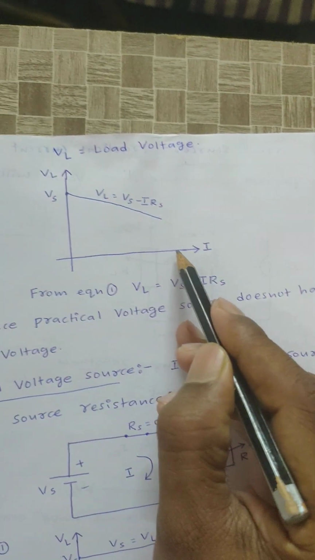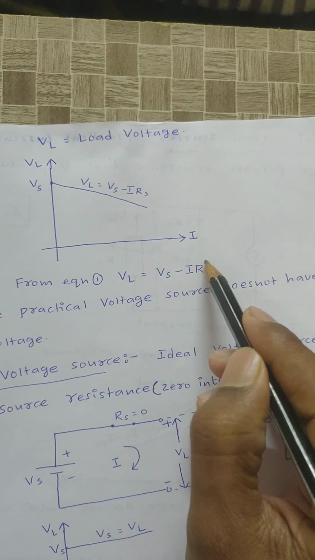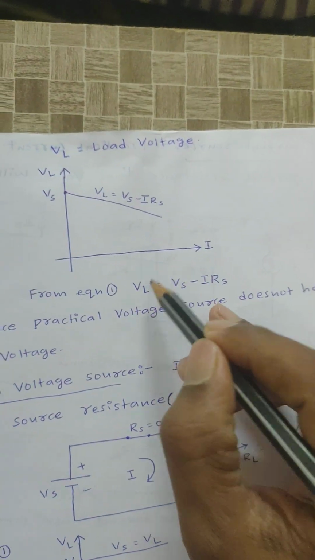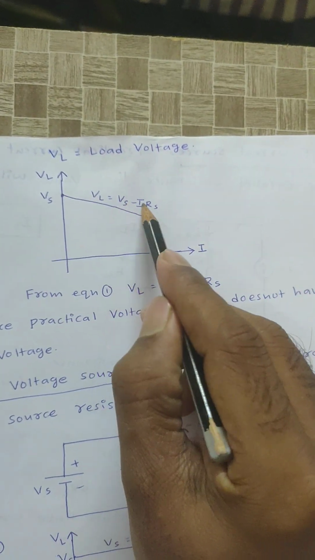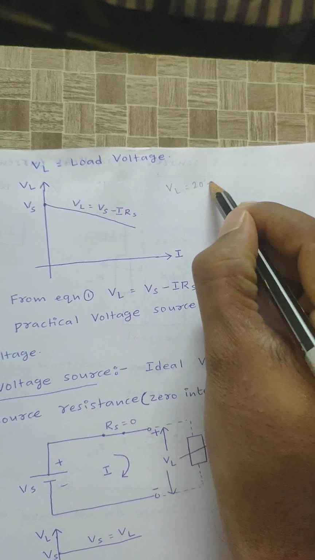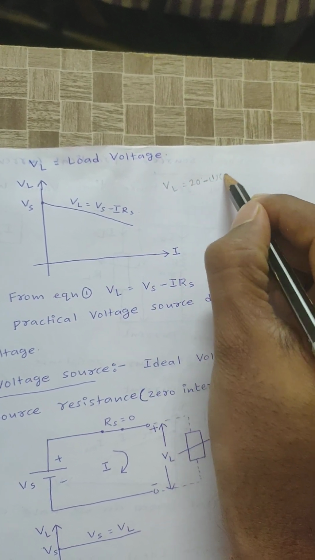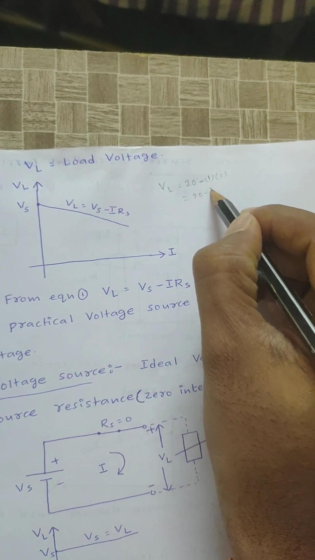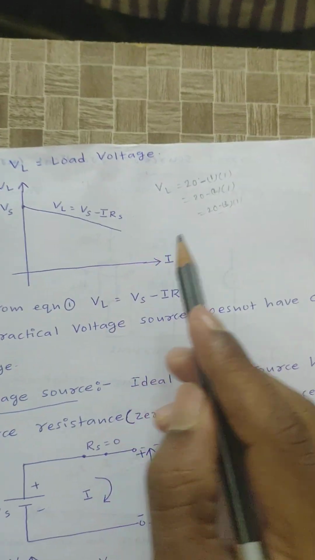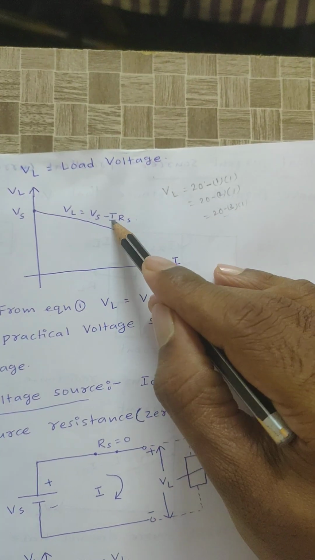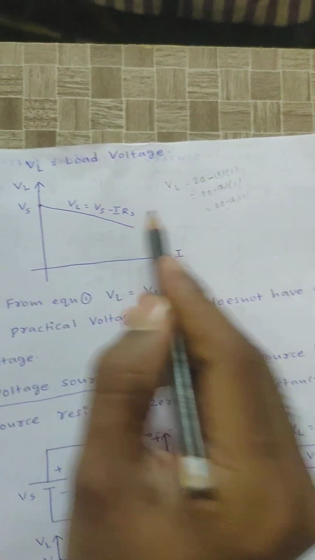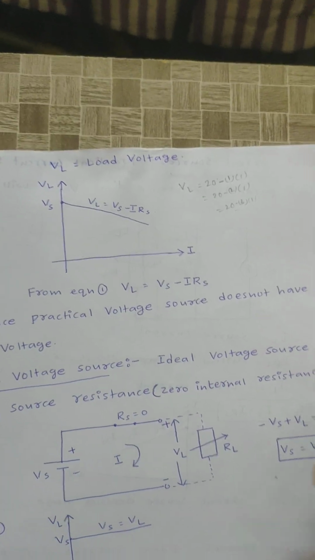if we increase the current, this drop will increase. When this drop increases, the VL value reduces, right? VL is equal to Vs minus I into Rs. For example, assume Vs is 20 volts, minus I into Rs with I equal to 1 and Rs equal to 1. If the I value increases, it is 20 minus 1, 20 minus 2 into 1, 20 minus 3 into 1. That means the voltage drop increases, and the resultant value is reduced. That is shown here for a practical voltage source.